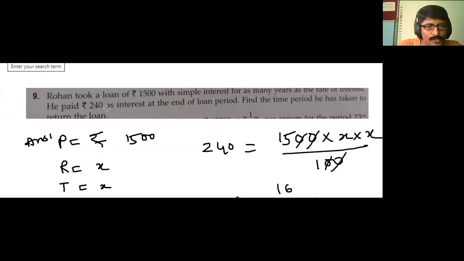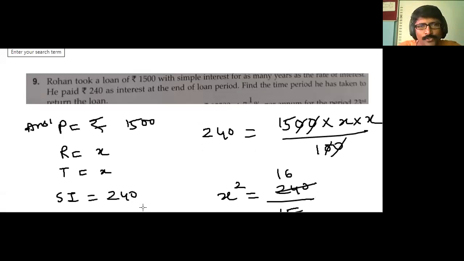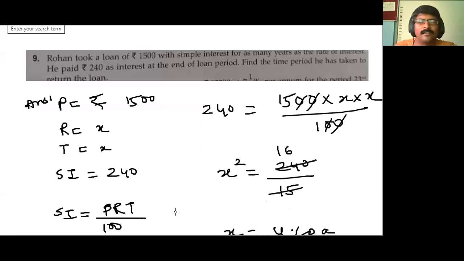And then he paid rupees 240 as the interest at the end of the loan period. If he's paying rupees 240 as the interest, then his simple interest is rupees 240. So we can make the formula and solve these questions very easily. I guess you can solve these questions on your own also. So the formula we use, SI is equal to PRT upon 100. So just plug the value: 240 is equal to 1500 into x upon 100.